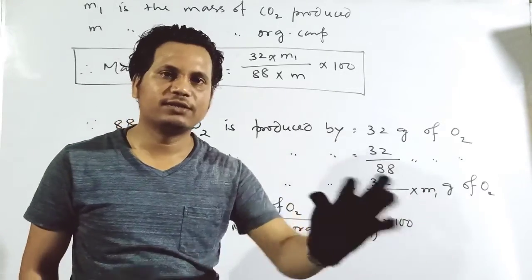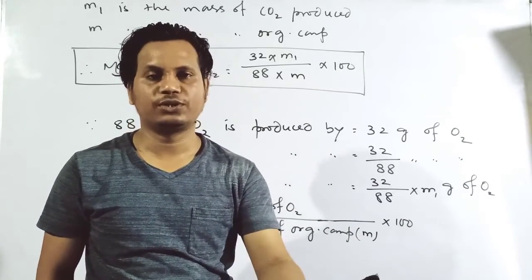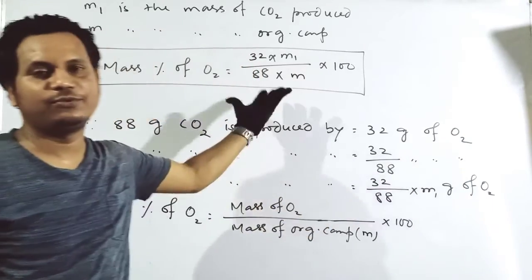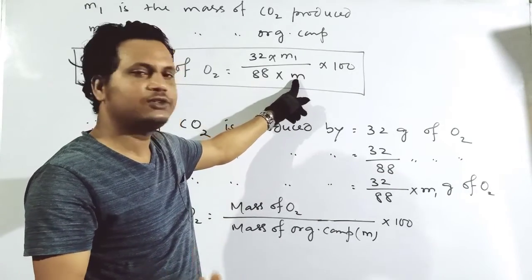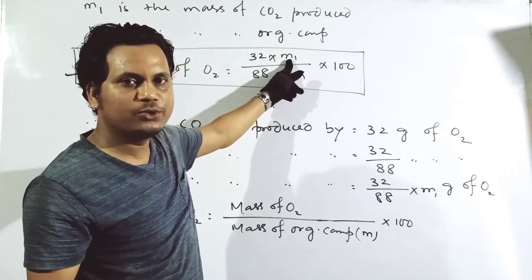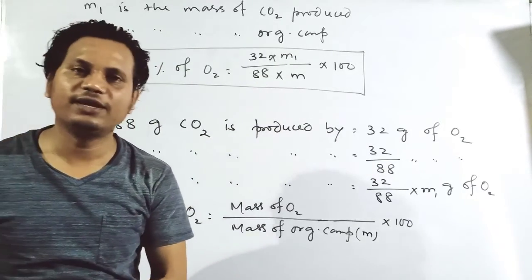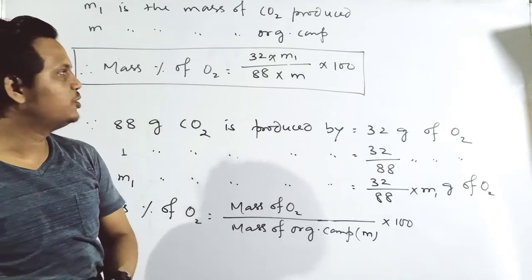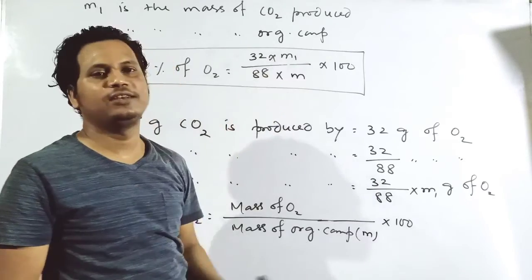So 88 gram CO2 produced contains oxygen 32 gram. For M1 gram, suppose we take the mass of CO2 produced, we get the mass of oxygen. Apply the formula and simplify. In a numerical, the mass of organic compound and the mass of carbon dioxide produced will be given. Just put the values and simplify, that will be our answer. So this is the theory part. Numerical is easy, you can easily do it. Okay, thank you.